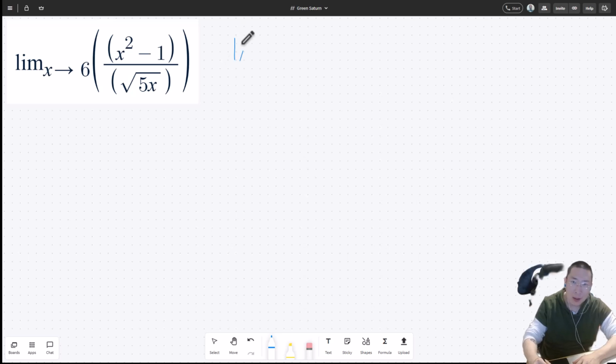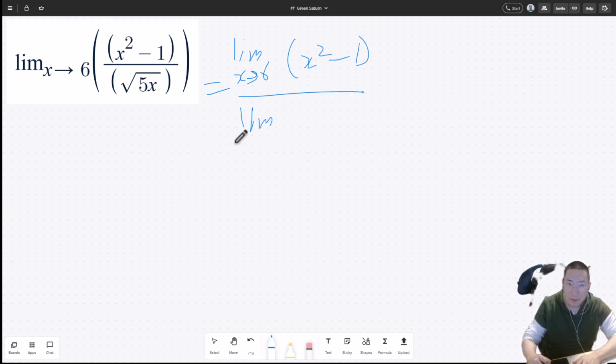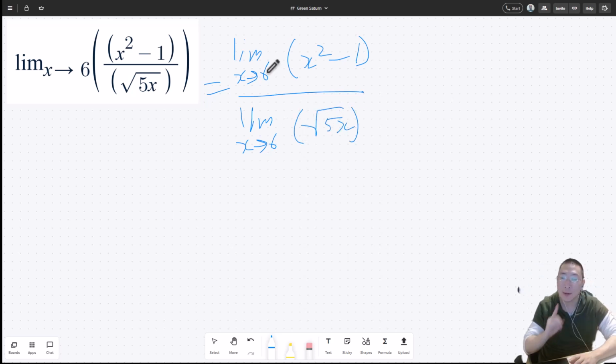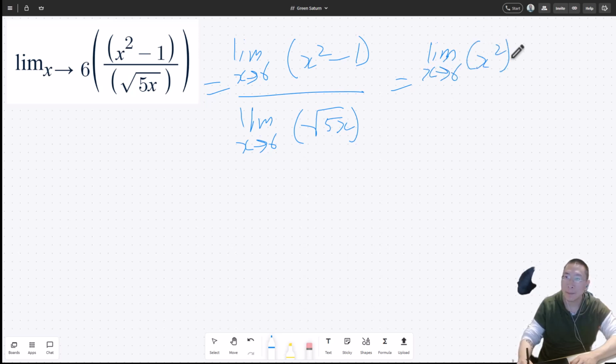So we are going to do the limit of x squared minus 1, all over the limit of x approaches 6 of root 5x. Then at the top, we're going to apply the subtraction rule, and we're going to distribute this limit to the first variable and the second number. So this is equal to the limit as x approaches 6 of x squared minus the limit as x approaches 6 of 1. So it becomes minus here, and then we apply it to x squared and 1 separately.